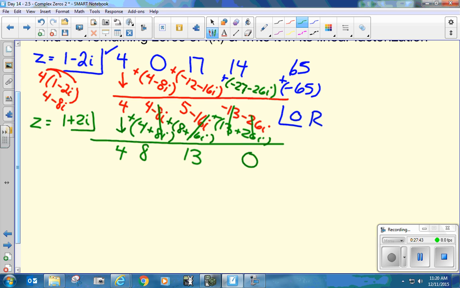Listen, I told you, once you get past the first one, the second one is so much easier. It's just that first one. You've got to grind through it. So now, guess what? Bang, that works because that's a 0 remainder. Now, what do I have left in polynomial form? Real numbers. So 13.